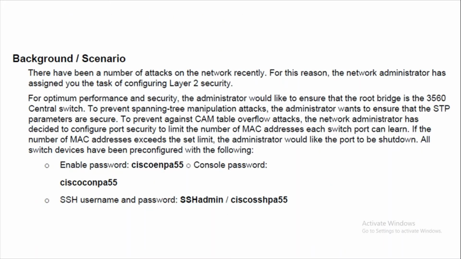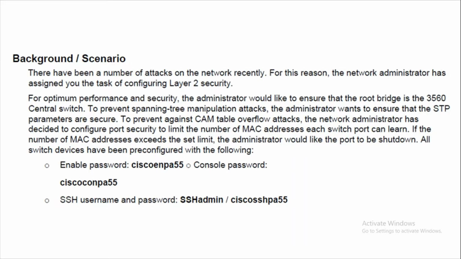First let's understand the background scenario, like what is happening here. There have been a number of attacks on the network recently, so for this reason the network admin has assigned the task to configure the security on layer number 2. Layer number 2 is nothing but the data link layer, where we talk about data in the format of frames, and the addressing mechanism works in terms of MAC address, that is the physical address. For optimum performance and security, the administrator would like to ensure that the root bridge, which is connected to central switch 3560, is protected.